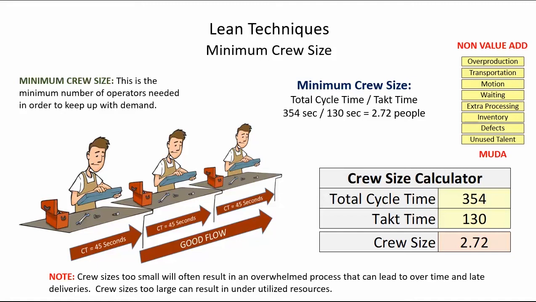It's very likely that the math will result in a number that requires a partial operator, as it did in this example. The partial operator can be given additional non-work area related work to increase their productivity. Note, a crew size that is too small will often result in an overburdened process, MURI, that can lead to overtime and late deliveries. A crew size that is too large can result in underutilized resources and reduced productivity.